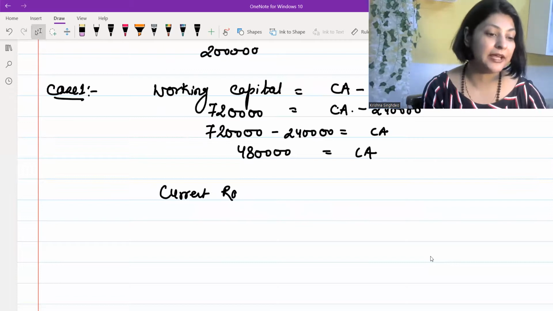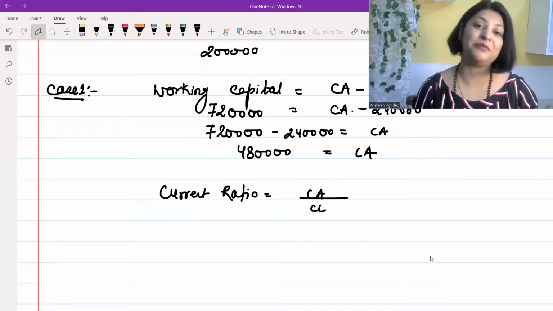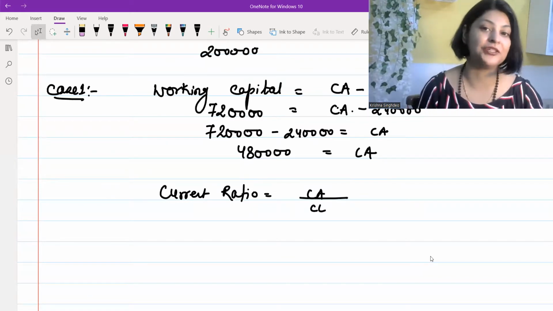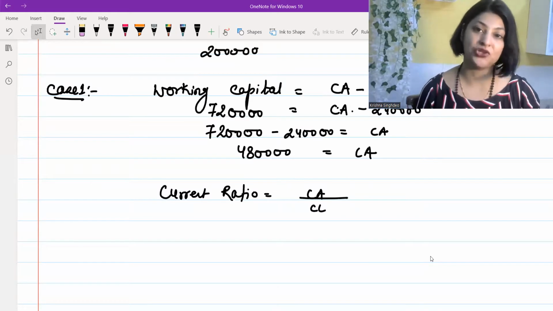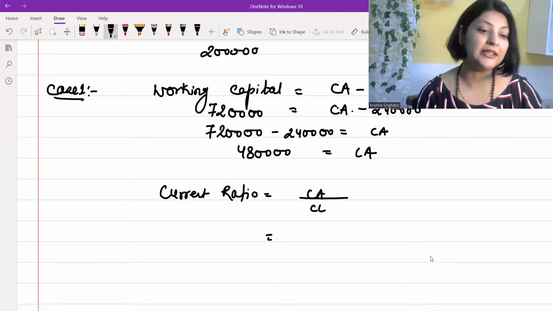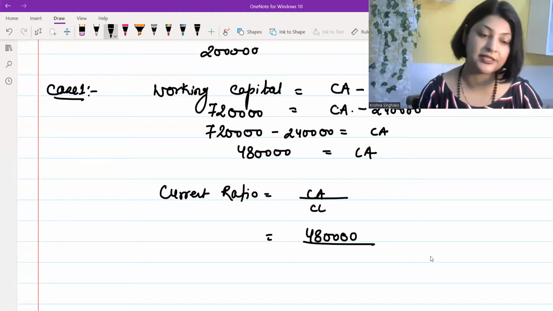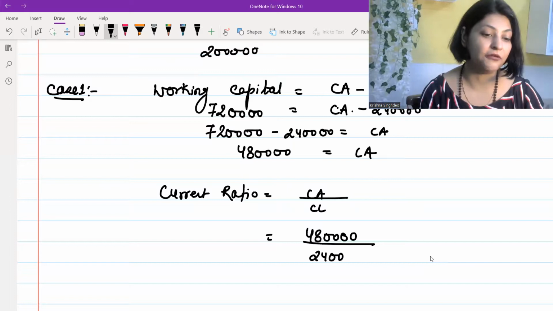So I will write down the formula of current ratio, which is CA upon CL. Remember that here, because we are practicing, we want to complete a lot of questions. That is why we are writing the short forms. But in exam, we will always write the full form, current assets upon current liability. So what are the current assets? We just found out 4,80,000 are our current assets. And what are the current liabilities? It was given in the question as 2,40,000.